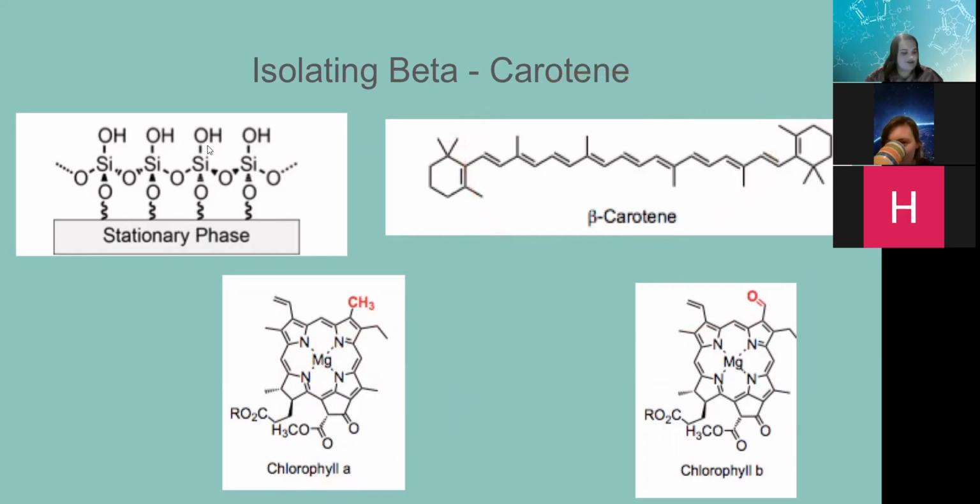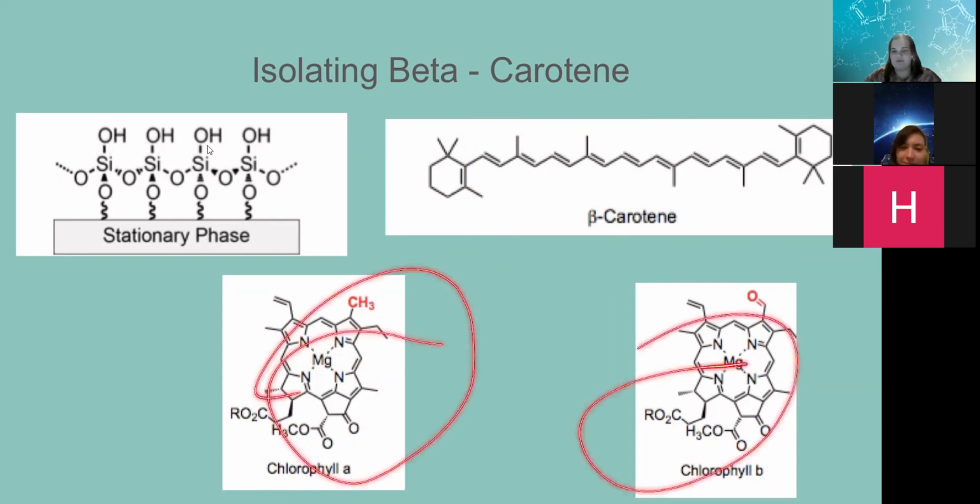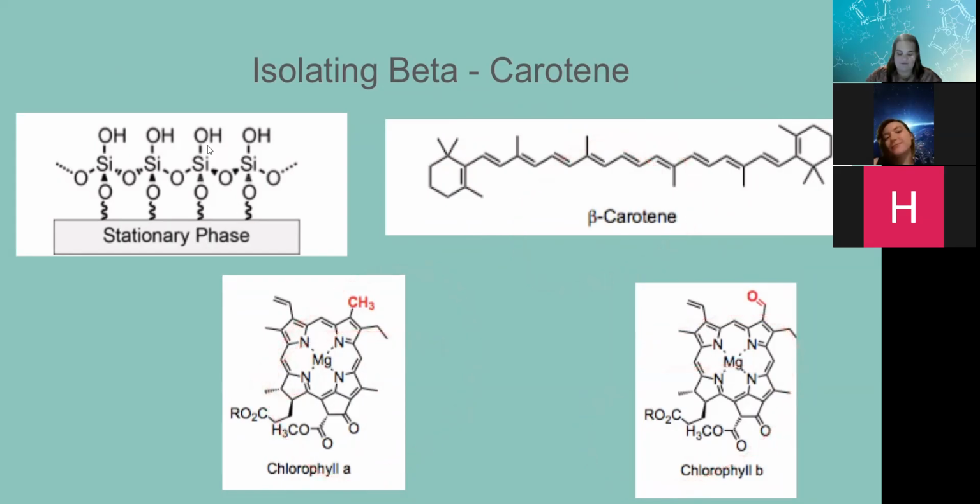So let me ask you a question real quick here. Which is more nonpolar: chlorophyll A, chlorophyll B, or beta-carotene? Feel free to type B for beta-carotene, CA for chlorophyll A, and CB for chlorophyll B.